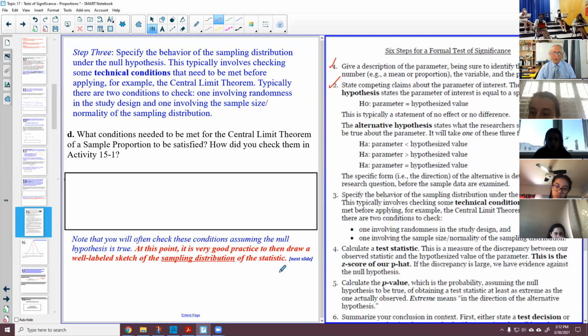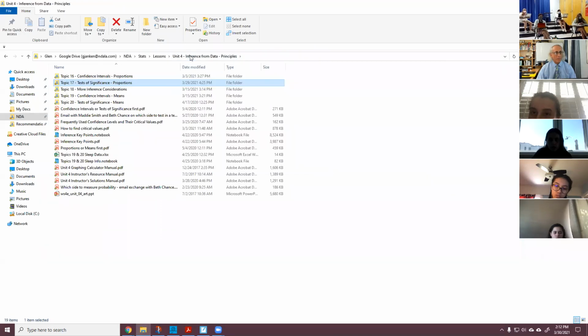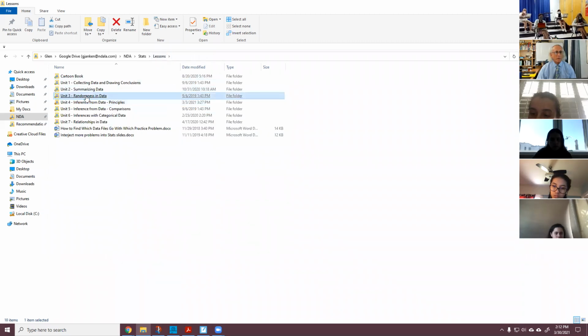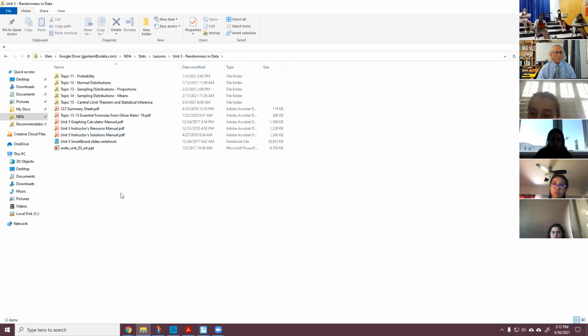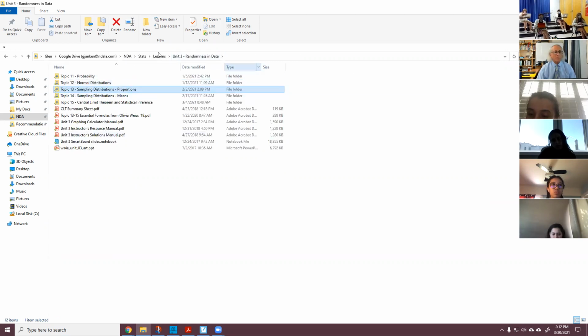Not sure? Hang on a second here. Unit 4. Maybe it was unit 3. I can't believe I can't find this. I couldn't find this the other day either. And then so, oh, maybe it was in topic 13. I can't believe this. Let's do it this way here.